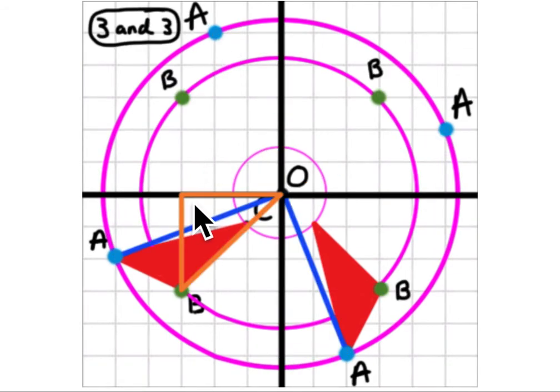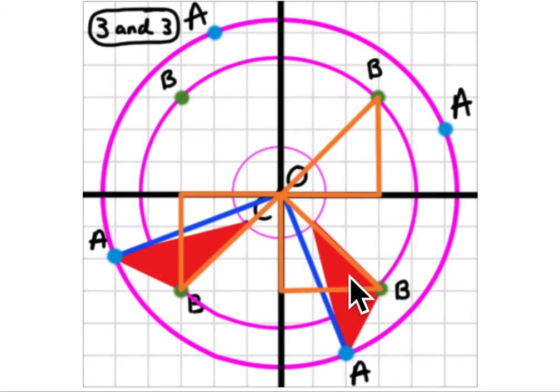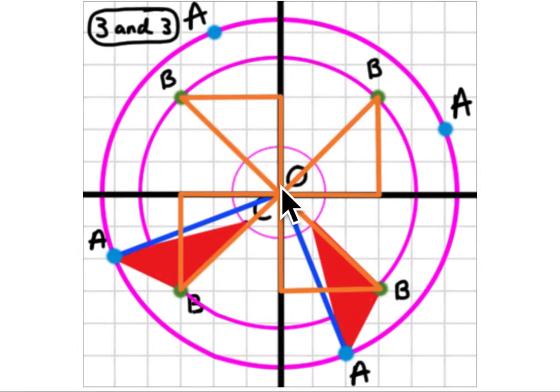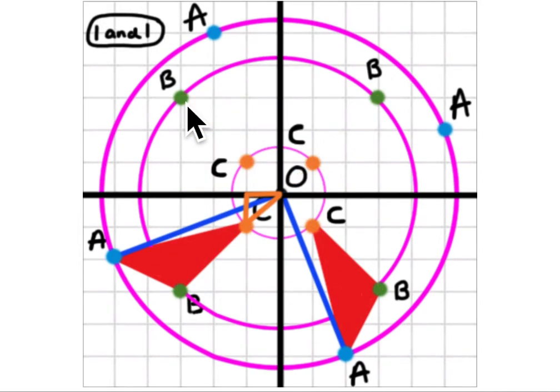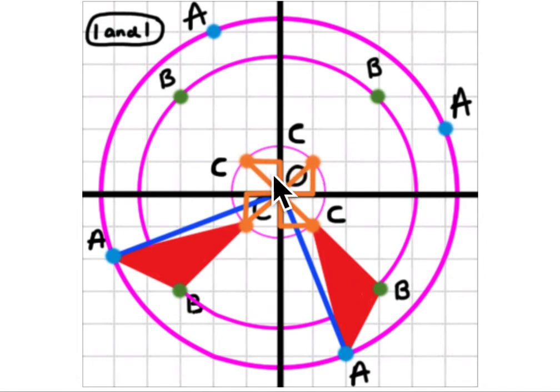So B, 3 units from the center, 3 units in the direction, and each time around, 3 units from the center and 3 units in the direction of rotation. And C, same thing, 1 unit from the center, 1 unit in the direction, each time around.